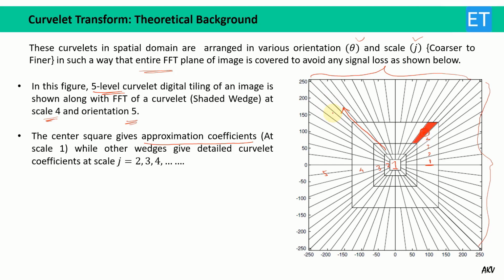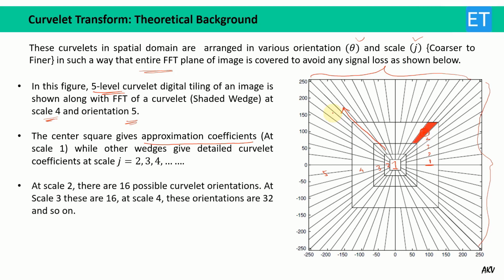That means they are capable of capturing very fine details available in the image at any curvature. So at scale 2, there are 16 possible curvelet orientations. You can count these wedges at scale 2. These are 16 in count. Okay, so 1 2 3 4 5 6 7 8, like so, these are 16 wedges, and at level 3 they are 16 again.